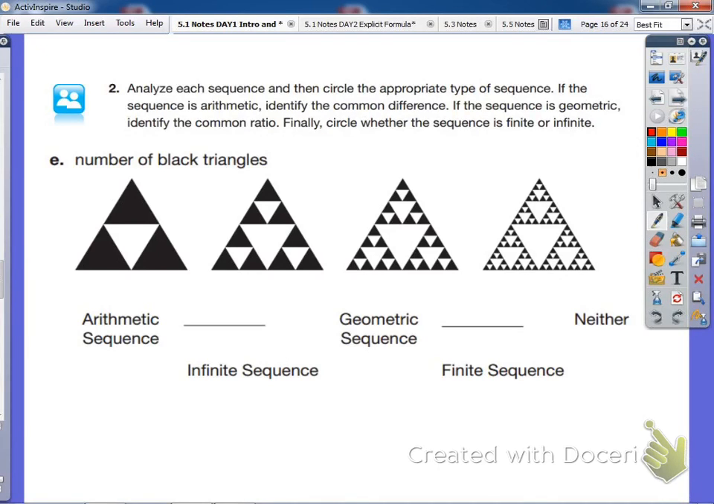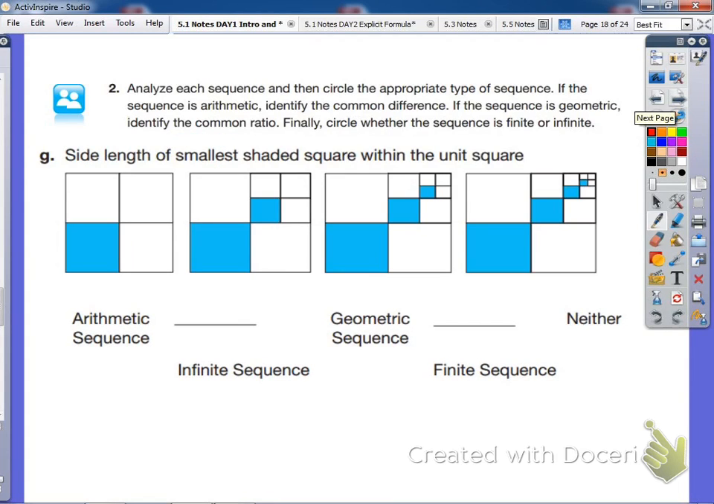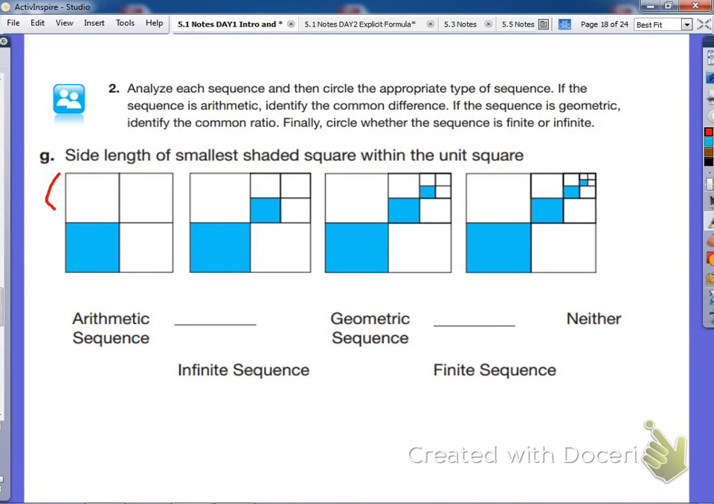Okay, so here's what I want you to do. You have homework. Your homework is to finish the rest of these slides. You have these patterns. Here you're dealing with the number of black triangles. Here you're dealing with the number of white triangles. Here you're dealing with the side length, the smallest shaded area within the unit square. So this is 1.